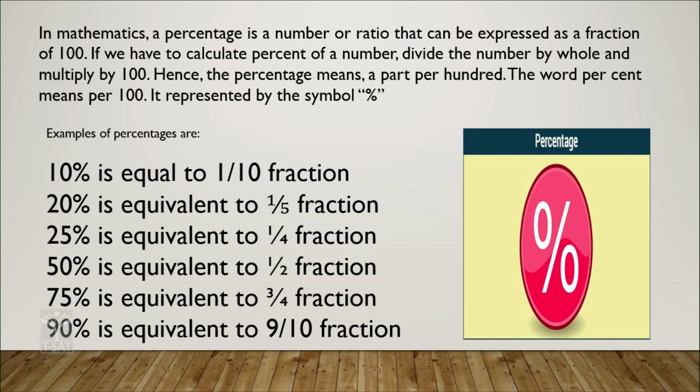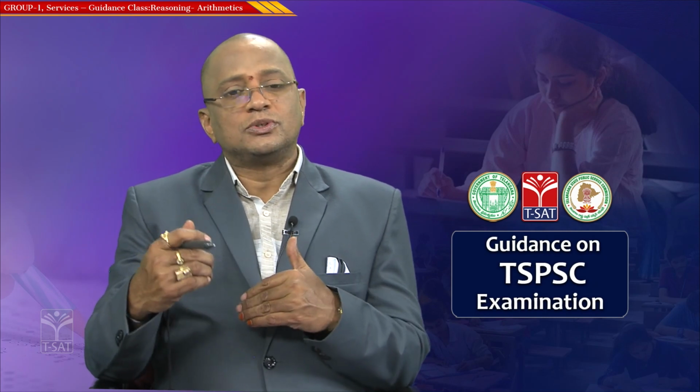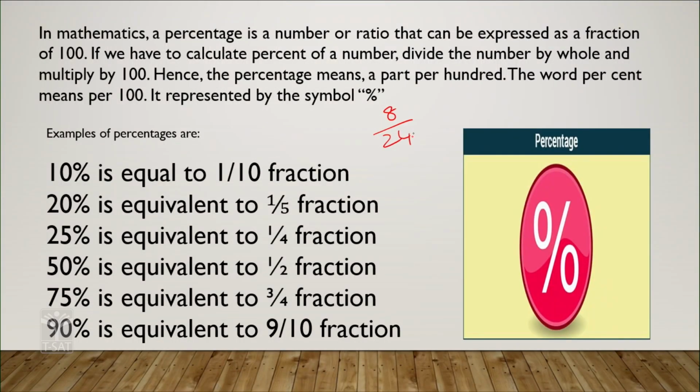For example, 8 in 24, how much percentage is there? Simply we have to divide 8 by 24 and multiply with 100. Correct? 8 ones are 8, 8 threes are 24, so 100 by 3 is nothing but 33 and 1 by 3 percent. Clear? In this manner you can calculate the percentage.